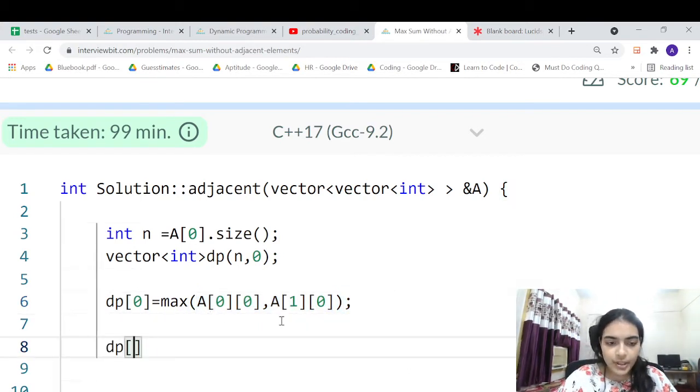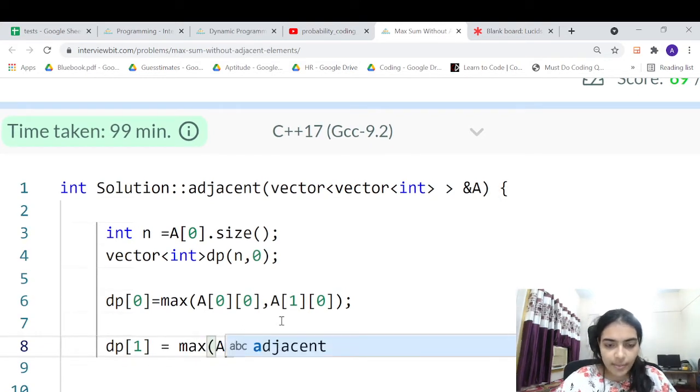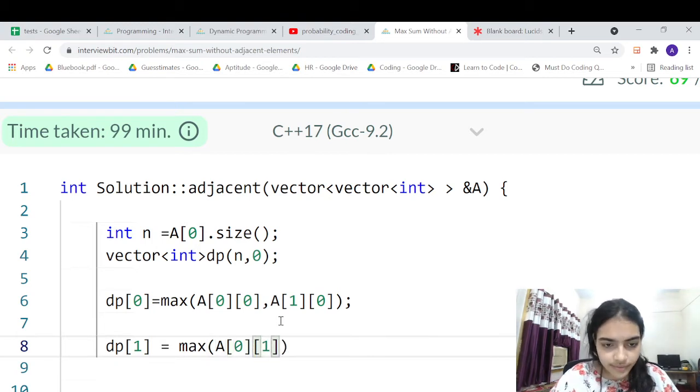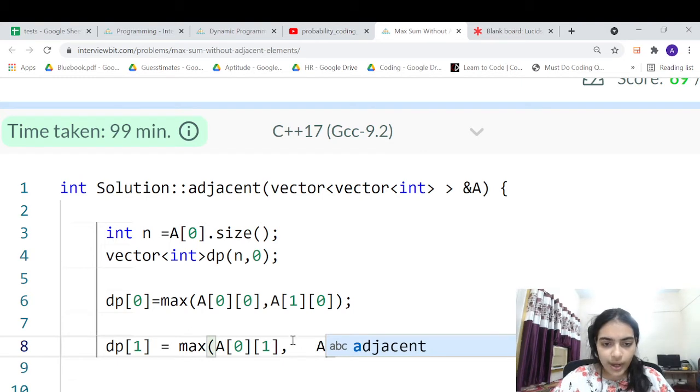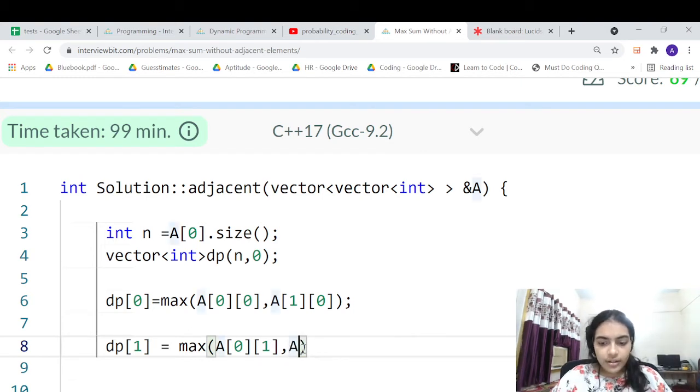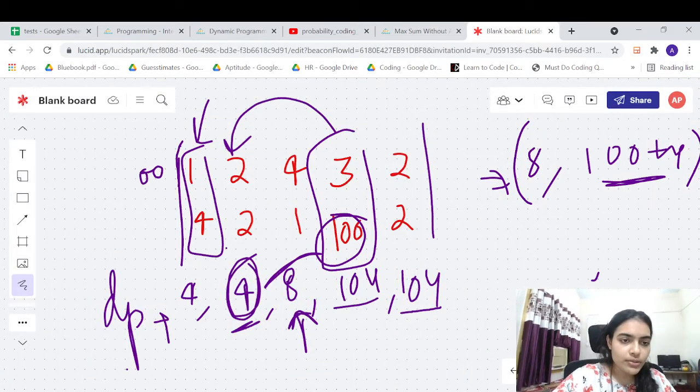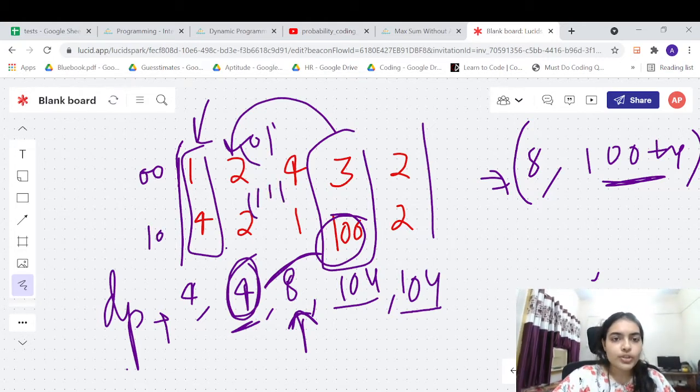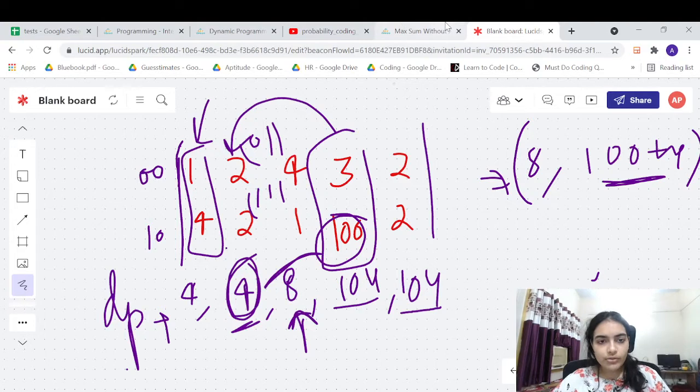And similarly, you can have dp of 1. The dp of 1 is going to be the maximum of, for example, a of 0 comma 1 and a of 1 comma 1. So I am taking the two values that are there versus I am taking these two values. So this will be 0 0, this will be 0 1, this will be 1 0, and this will be 1 1. So 0 1 and 1 1, right? These are the two values that are going to be there.